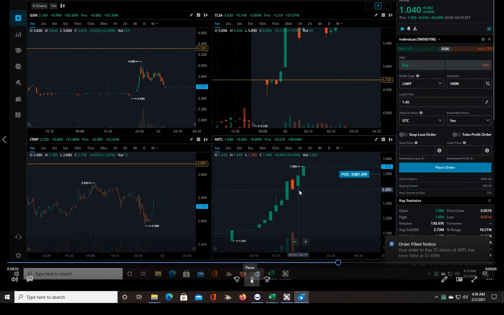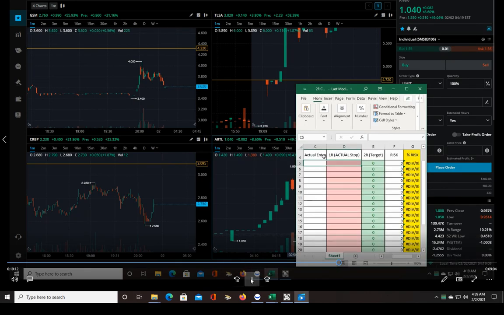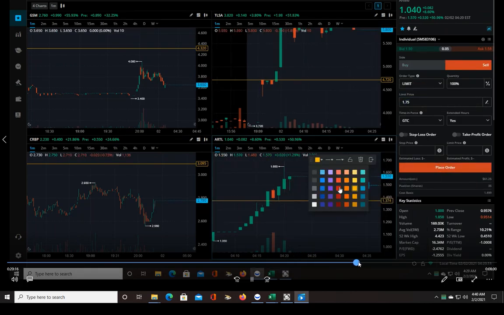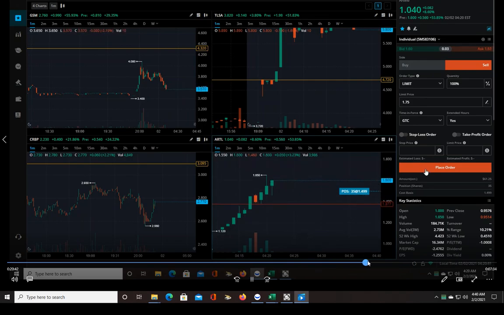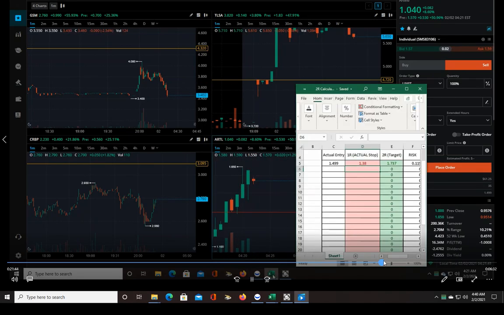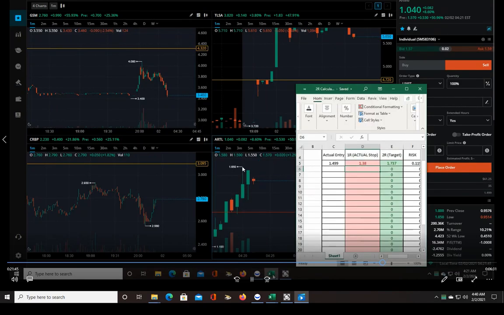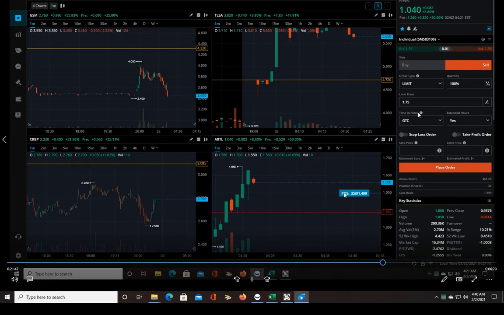So then this thing started to take off, and I used my 2R calculator, and I used my real entry. I also kind of got clumsy there, but I had to update that too because I put in the stop loss wrong. So yeah, that was the correct numbers right there. The stop loss was 138, and my target was 173.7. So I rounded that up to 174.